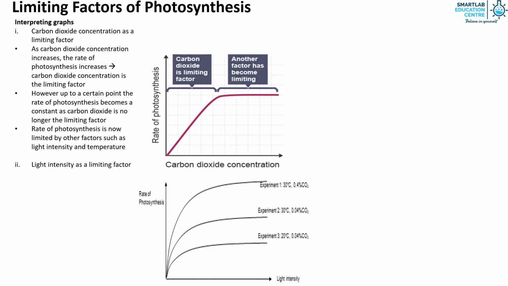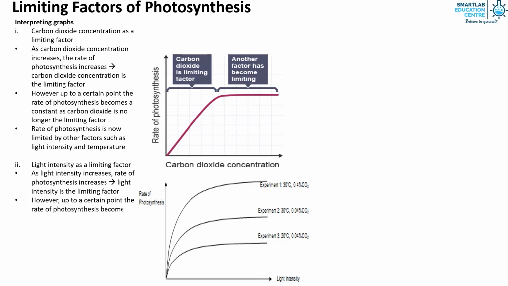As light intensity increases, the rate of photosynthesis increases, which shows that light intensity is a limiting factor. However, up to a certain point the rate of photosynthesis becomes constant as light intensity is no longer the limiting factor. The rate of photosynthesis is now limited by other factors such as carbon dioxide concentration and temperature.